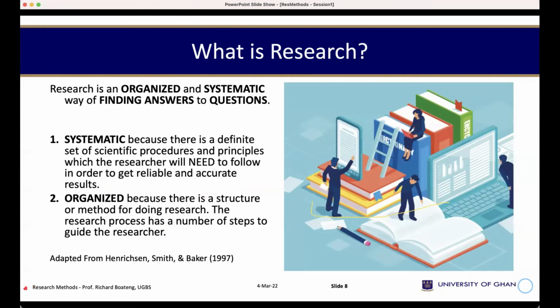And the researcher has to be able to follow those principles and procedures in order to get reliable and accurate results, which the members of that community can deem acceptable.